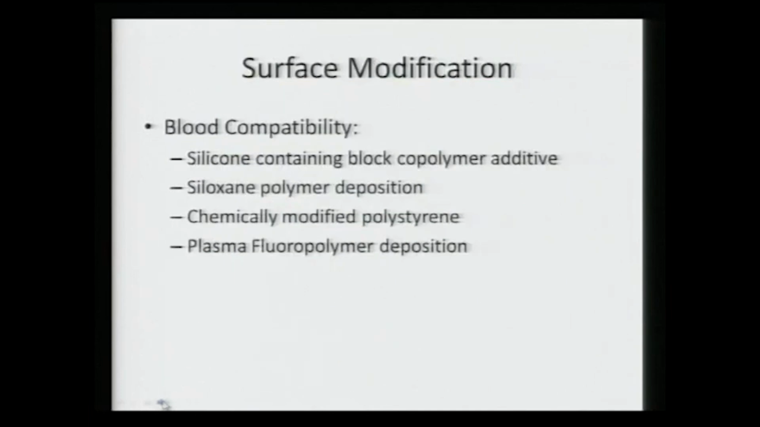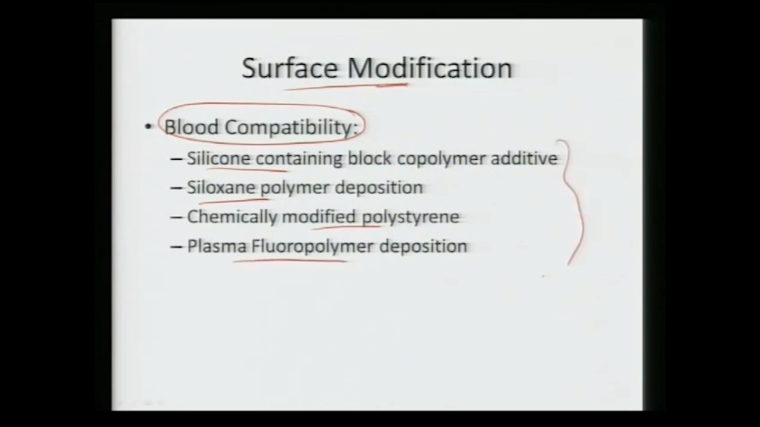Certain modifications are required, such as surface modification. Surface modification can include blood compatibility. In certain cases when we require blood compatibility with the inserted device, we can utilize silicon containing block copolymer additives, or siloxane polymer deposition, chemically modified polystyrene, or plasma fluoropolymer deposition. So, these are certain materials which can be utilized for enhancing the blood compatibility with the device material.